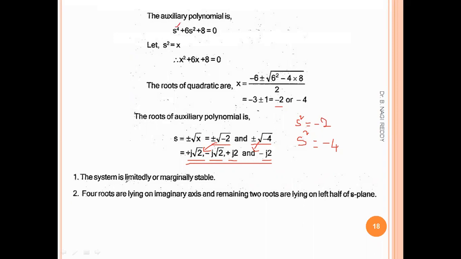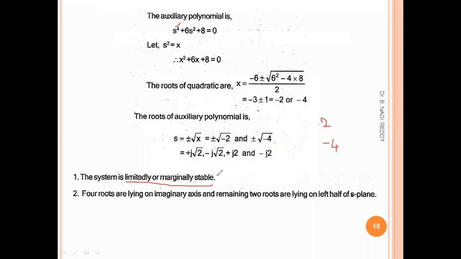Previously I told you that there are no sign changes, but we got a condition of a row of zeros. So no sign changes and a row of zeros means the system is limitedly stable. For this type of condition, the roots are imaginary. In the previous classes, in the concept of location of poles, I also told you that when we get imaginary roots, the system is limitedly stable, right? So here you can see that.